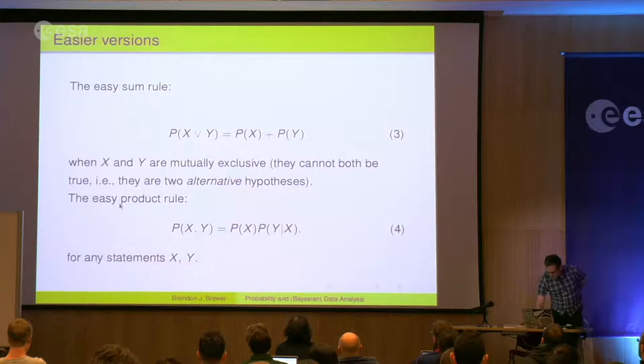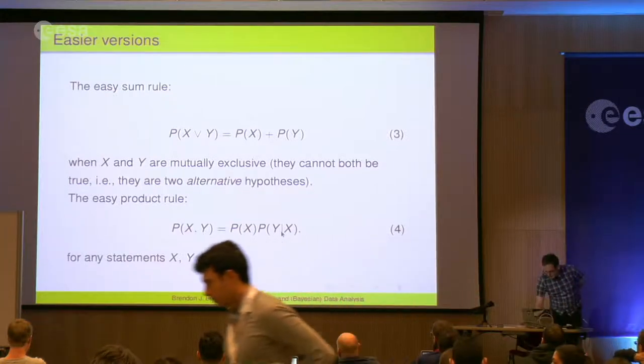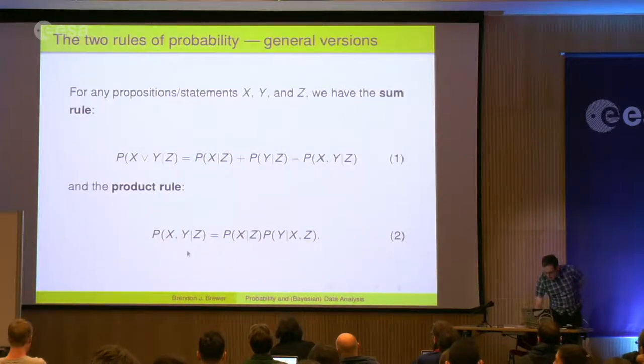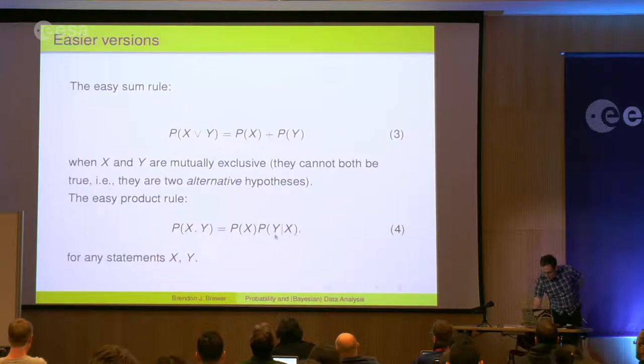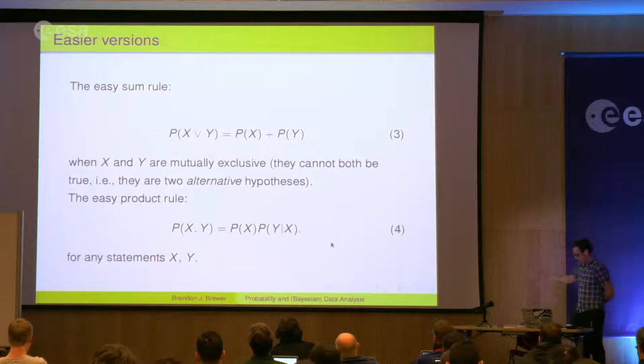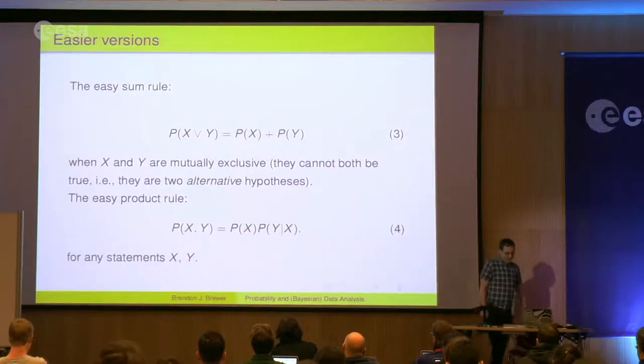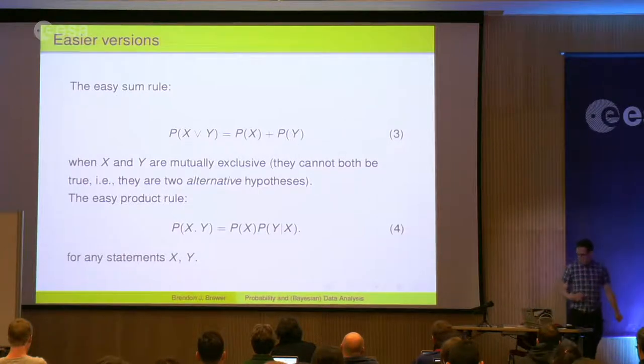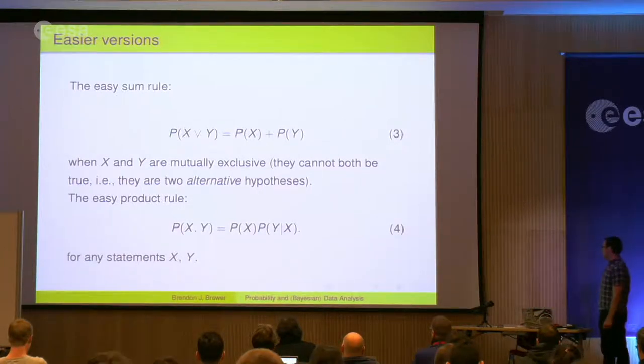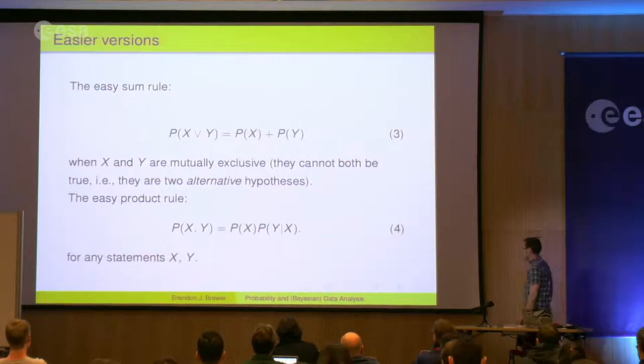The simpler version of the product rule is this one. So it's like equation 2 here, but I've just dropped given z from every single term. It goes away, just pretend that it's gone into the background of the whole thing. And so the probability that both x and y are true is the probability of x times the probability of y given x. And that's true in general.